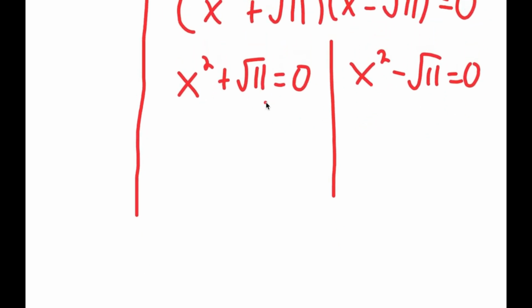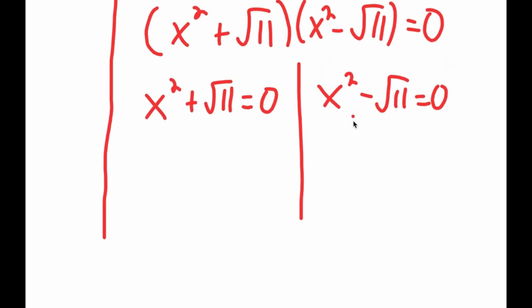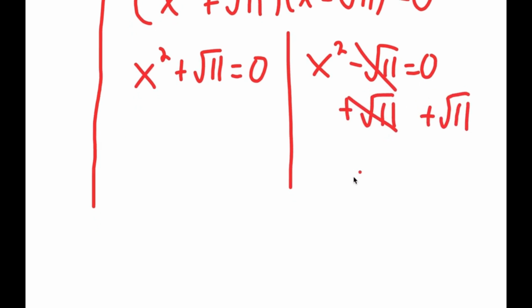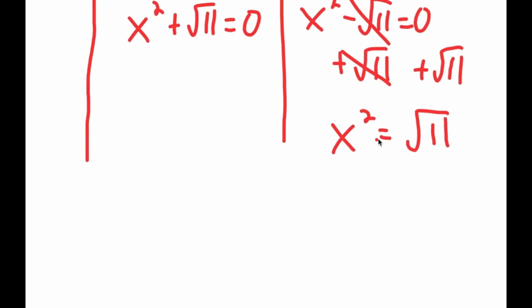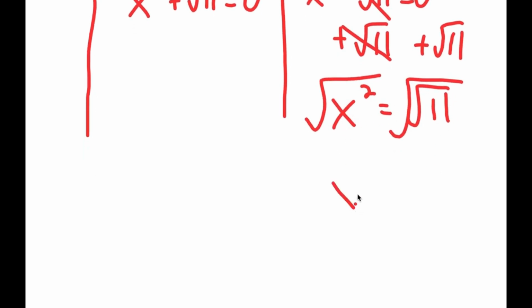Now, for x squared minus the square root of 11 equals 0, I'm going to add the square root of 11 on both sides. So then these two cancel out, and I get x squared is equal to the square root of 11. And now if I take the square root on both sides, the square root of x squared is x, and the square root of the square root of 11 is the fourth root of 11. This is positive or negative.